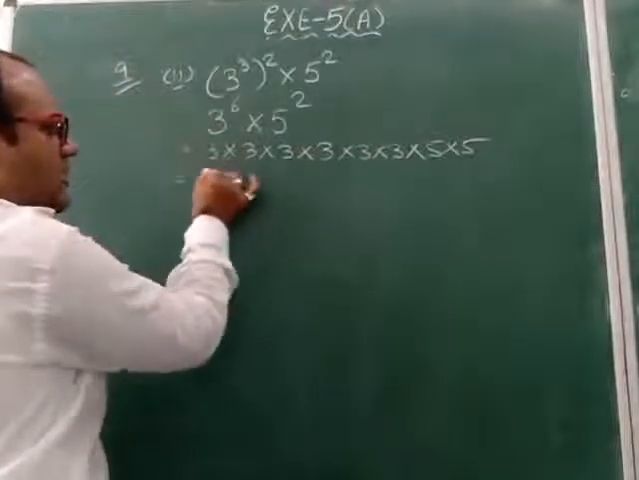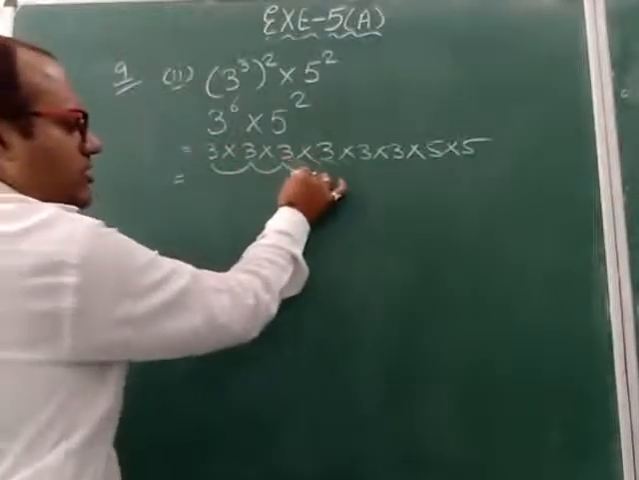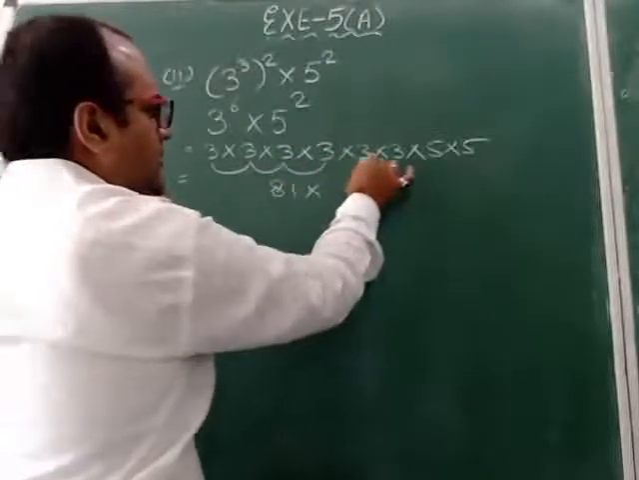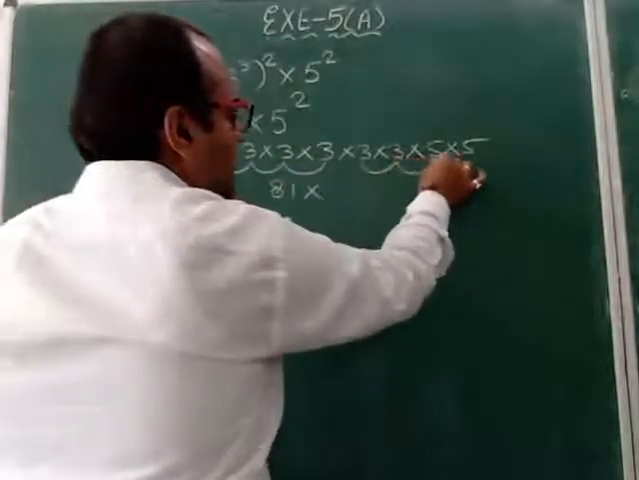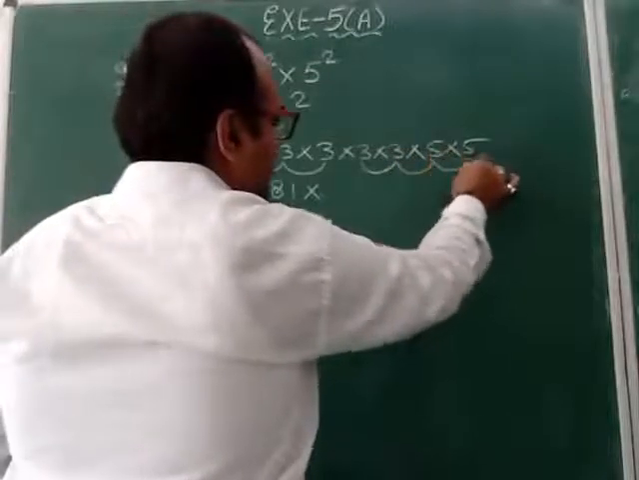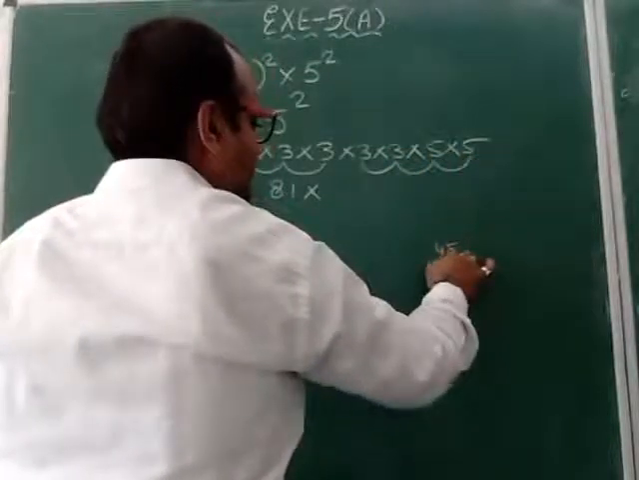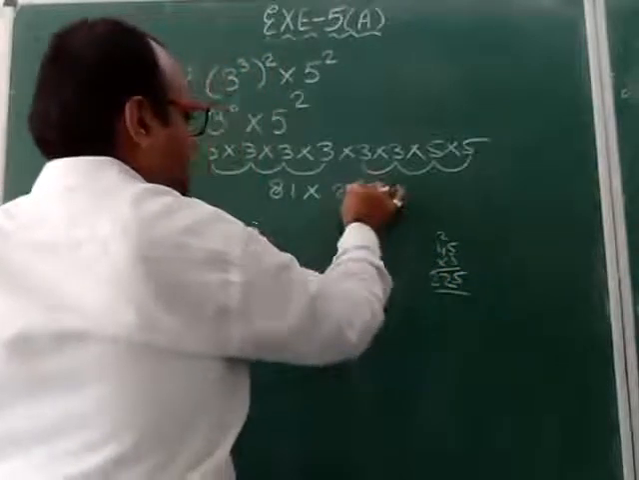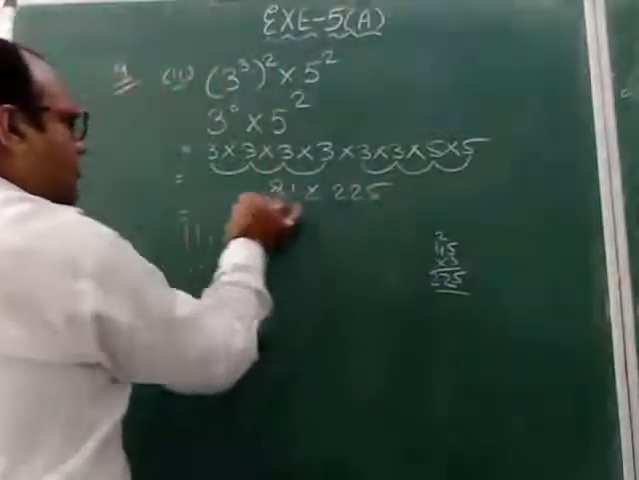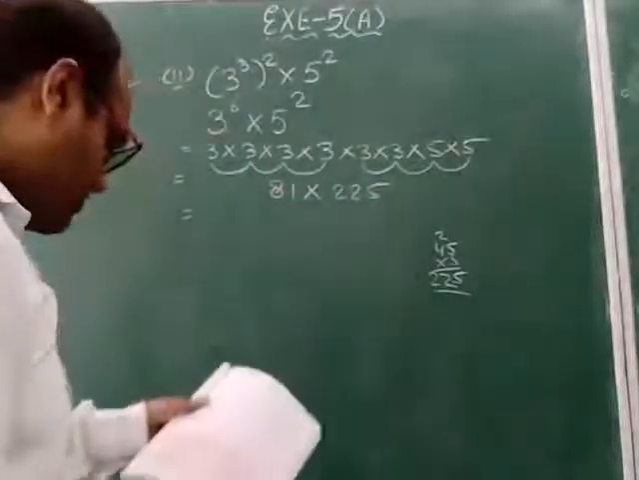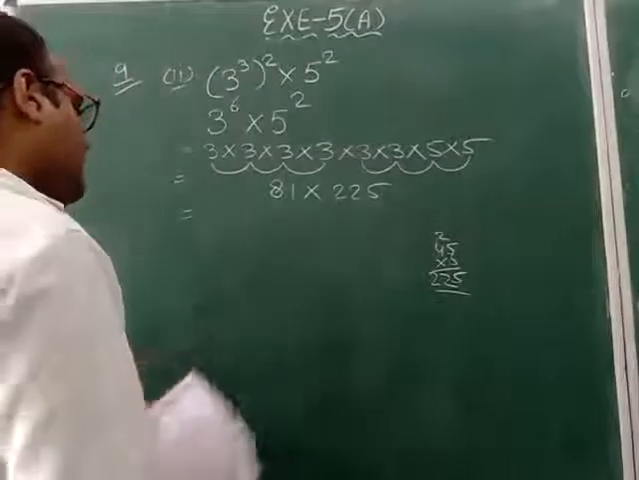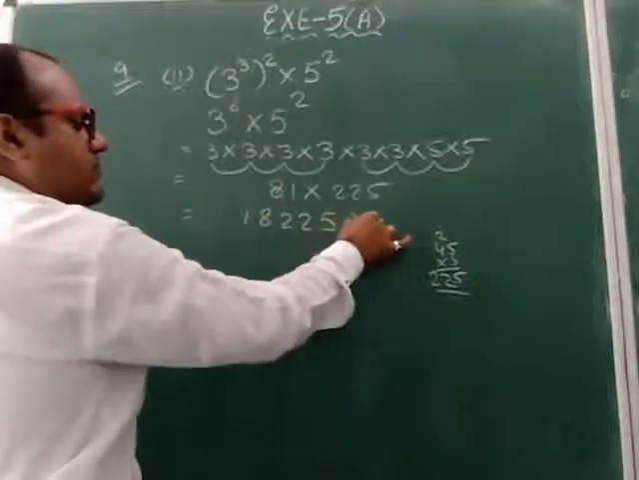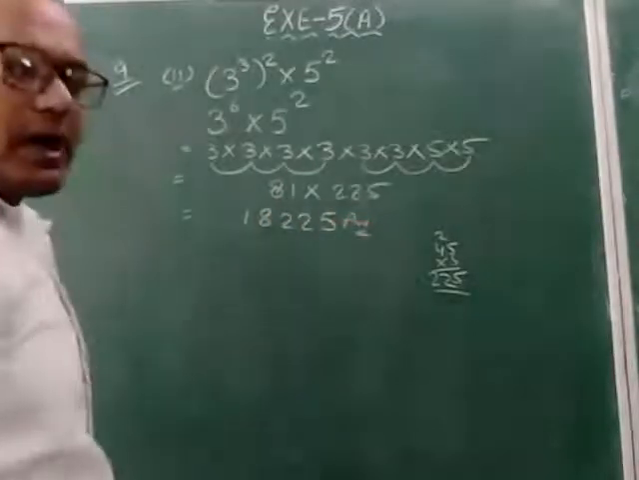Now we will multiply: 3 times 3 is 9, 9 times 3 is 27, 27 times 3 is 81, then 3 times 3 is 9, 9 times 3 is 27, 27 times 3 is 81, and for the fives, 5 times 5 is 25, 9 times 25 is 225. Now we have to multiply these two numbers. When we multiply these two numbers, we get the answer 18,225. So like this we have to do this part number 7.